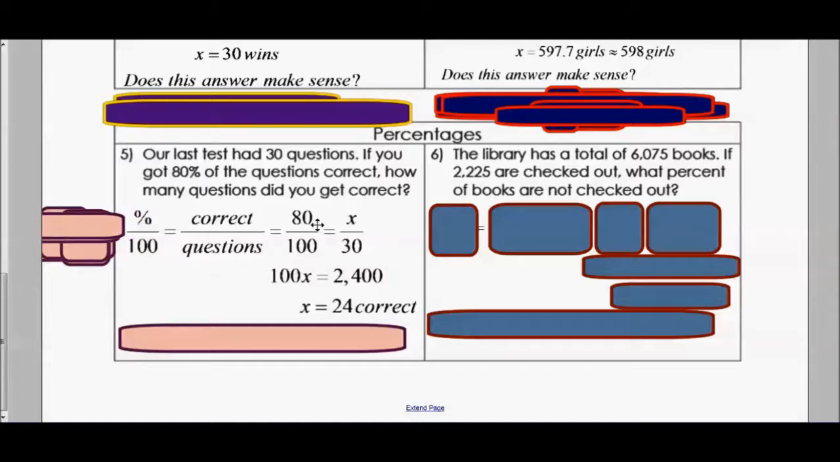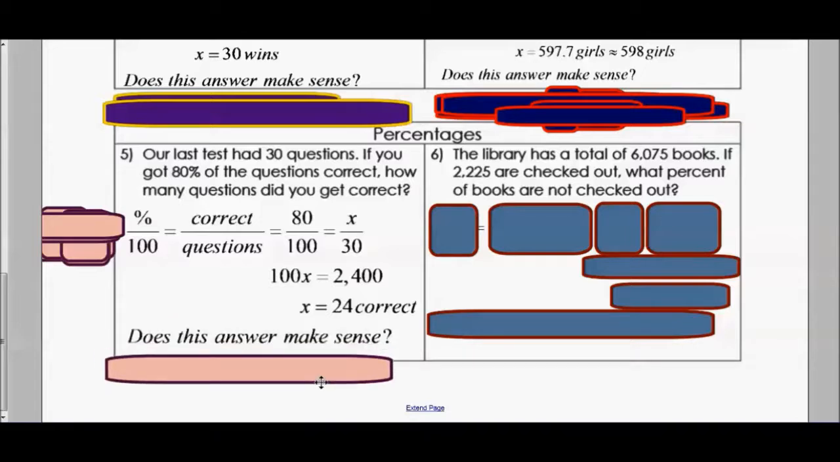That makes sense. 24 out of 30 would give us 0.8, or 80%. And that makes sense. It's a good chunk over half of this. If you get a number bigger than 30, that can't possibly make sense. If you get a decimal, that also can't possibly make sense. You need to be getting a decent number correct to get an 80%. So that answer does make sense.